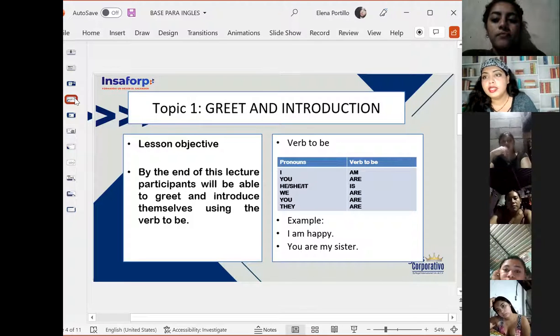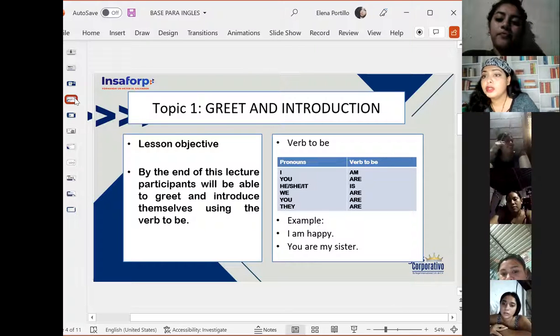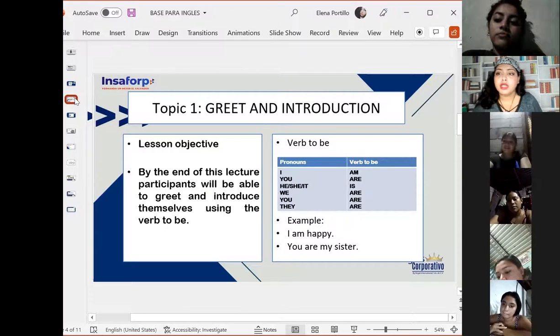We are, it's talking about us. Habla de nosotros como conjunto. Nosotros somos, nosotros estamos. You are, ustedes son, ustedes están. They are, ellos están, ellos son. So, in that case, we are going to use the pronouns.